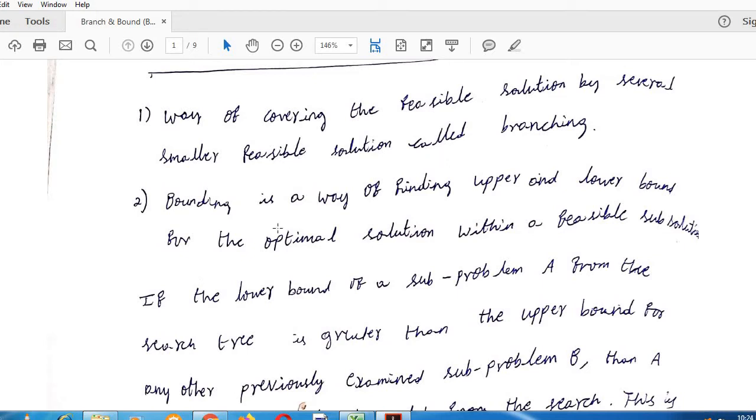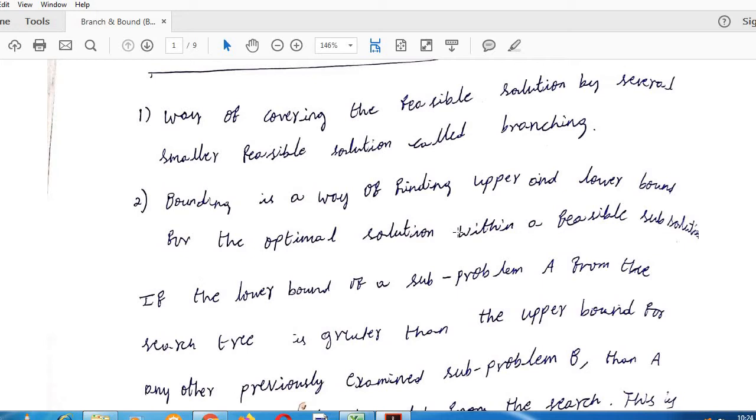Then the second requirement is bounding. Bounding is a way of finding upper and lower bounds for the optimal solution within a feasible subsolution. Again, taking the same example of the traveling salesman problem, I said there will be six possible paths. We'll find the lower bound path, which is nothing but the path having the lowest cost or least cost, and then we will consider it as the final solution and ignore the remaining higher cost paths or higher bound paths.